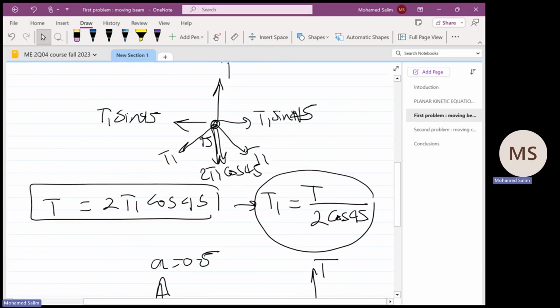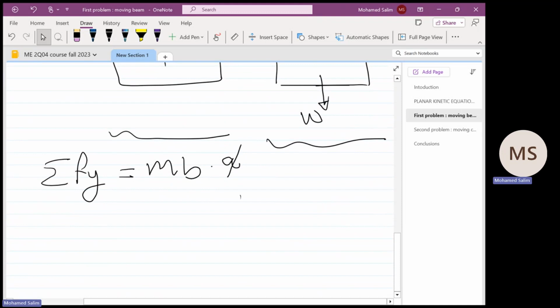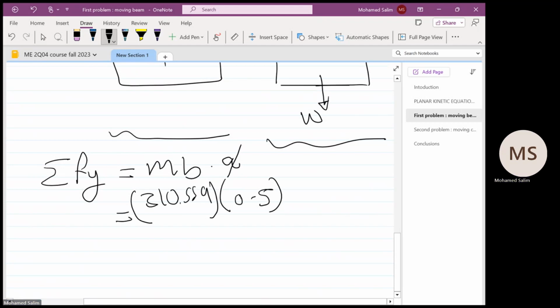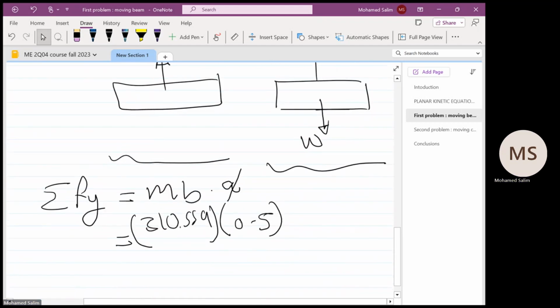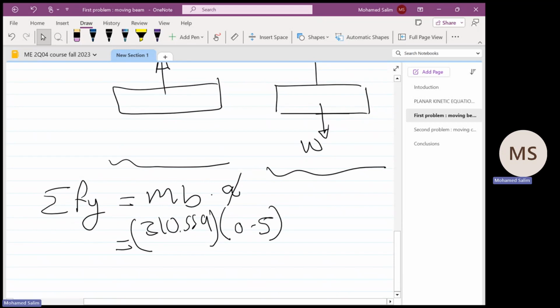Is 0.5. And how much mass? 310.559. And as you like, take up as positive, take down as positive, as you like. But once you determine which one is positive, it must be consistent to the end of the problem. Good? I will take up as positive.